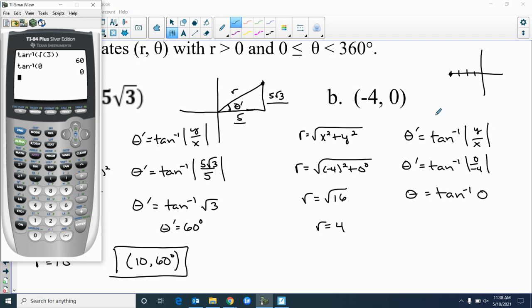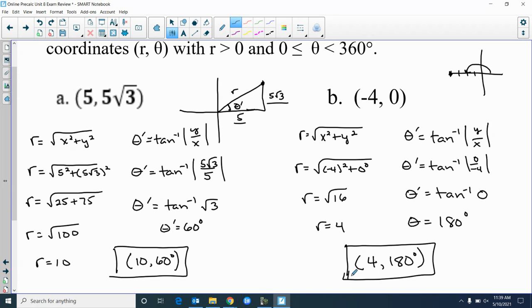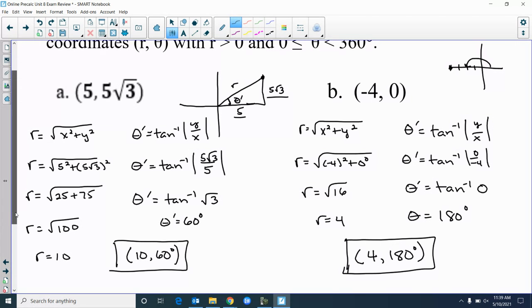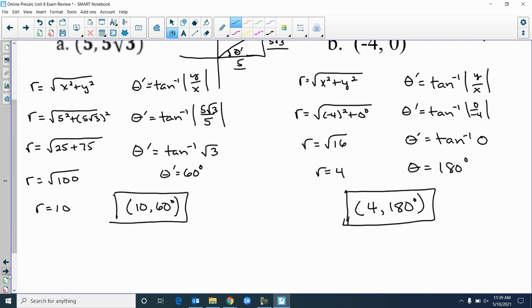Now, that's not our final angle because look where we're at. That's our reference angle. We're saying our reference angle is 0. So that means our actual angle will be 180 degrees. So in polar coordinates, it's 4, 180. Okay, so that was number 8. All right, let's take a look at number 9.